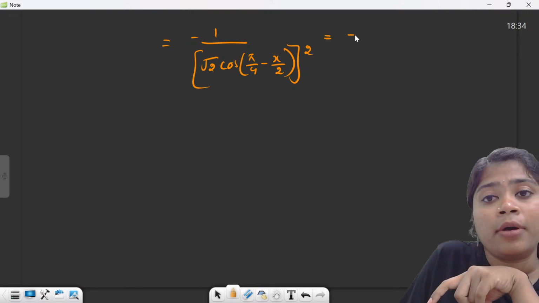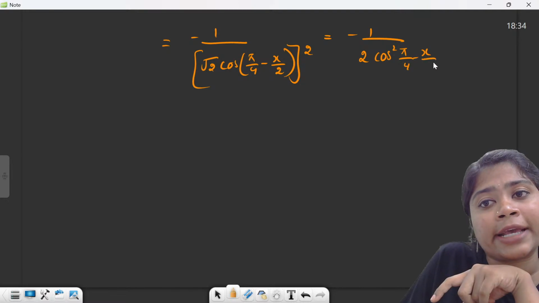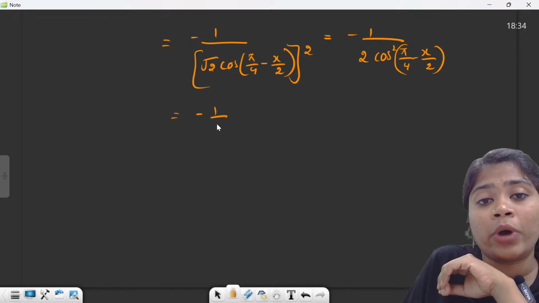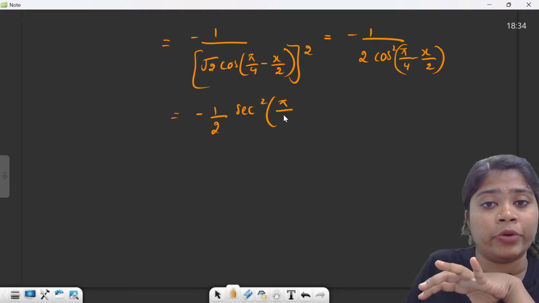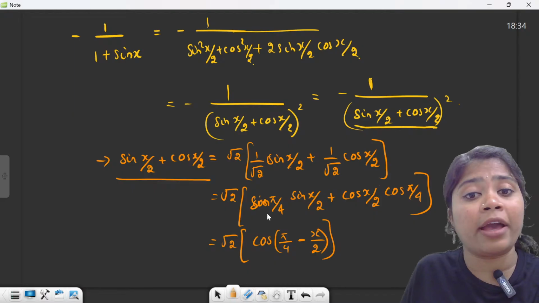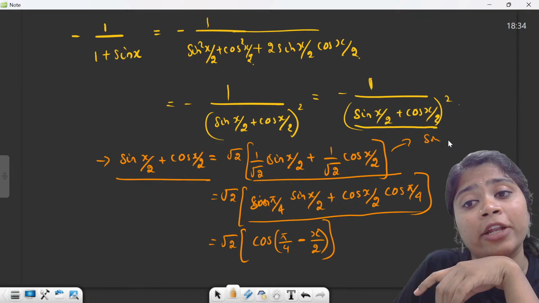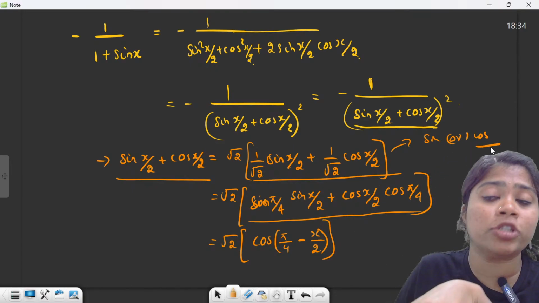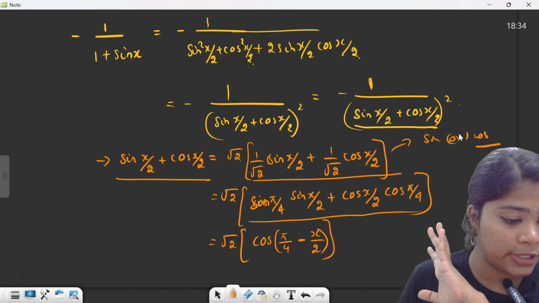So which is minus 1 by 2 cos square pi by 4 minus x by 2, I got, no? This can be written as secant. So minus 1 by 2 secant square. So why we used cos here, you understood? This is why. So here we can write this expression either in terms of sine or cos. Because in the options we have secant, I chose cos substitution. So you want to think advanced, solve the question.